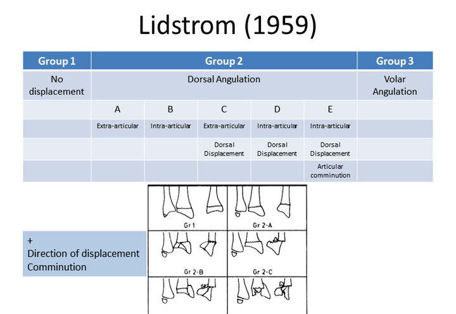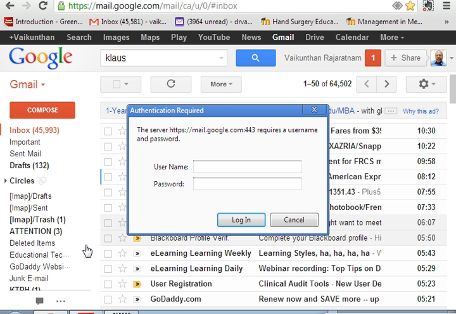And then Lidström in 1959 came up with another classification system, a little bit more comprehensive. He divided into group 1, group 2, and group 3. Group 1, no displacement of the fracture. Group 2, dorsal angulation fracture, and group 3, volar angulation. So group 2 are like the Colles' type and group 3 are the Smith type. But Colles' fracture, by definition, is not an intra-articular fracture, so I just call it Colles' type, but not really Colles'.